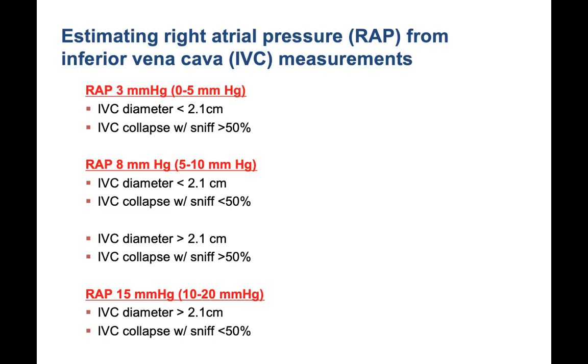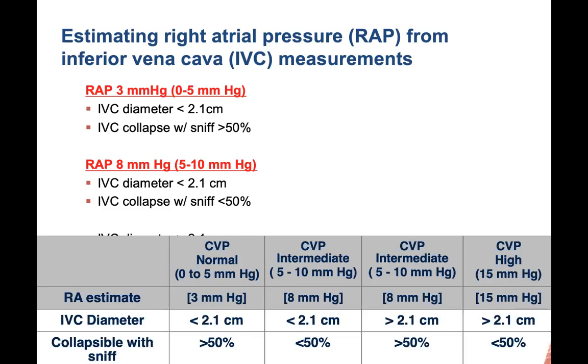You won't see 7 or 10 or 11, and that's because this is how they do that. So again, we take the IVC diameter and the collapsibility with the sniff test, and we say, is it greater than or less than 2.1? And does it collapse with the sniff test? And therefore, we get a right atrial estimate of 3, 8, or 15.